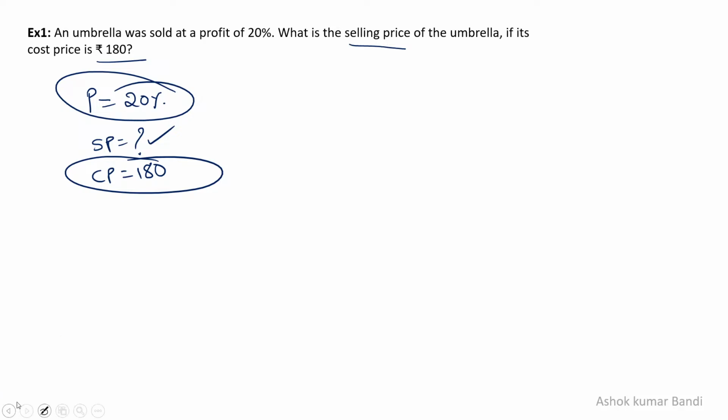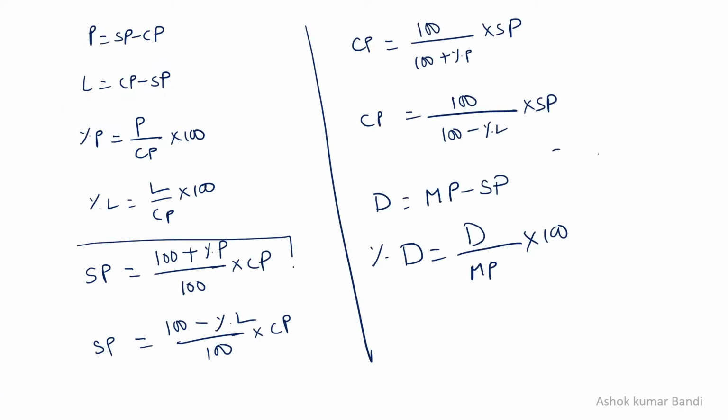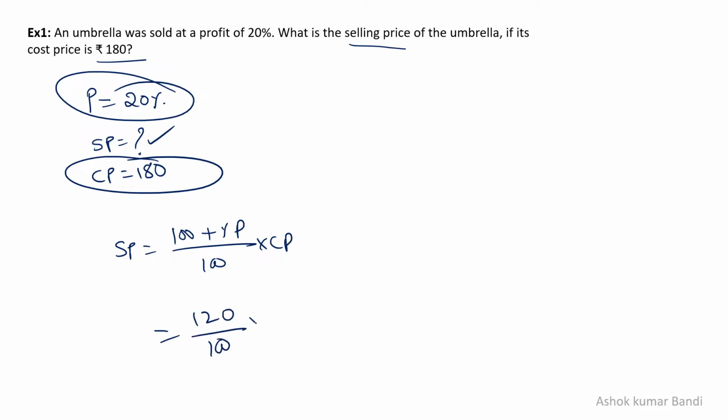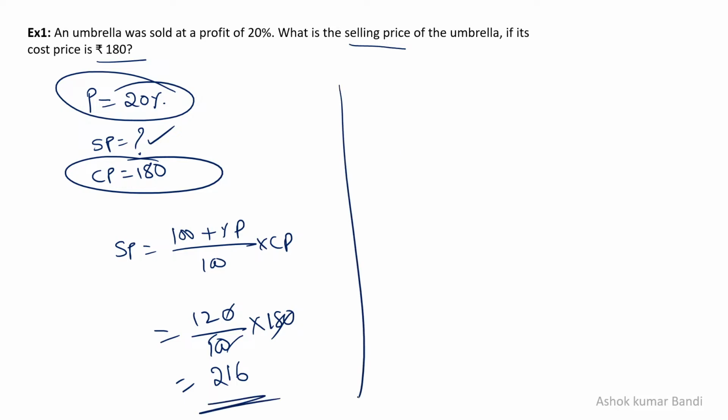Now, if you know the CP and profit, you can use this to find out your SP. So the formula here is SP equal to (100 plus percentage profit) by 100 into CP. If you want, you can use this one. You are going to get the answer like this. Don't worry, we are not going to use this one. Like 180 plus 36, you are going to get 216. So this is one way of solving this problem.